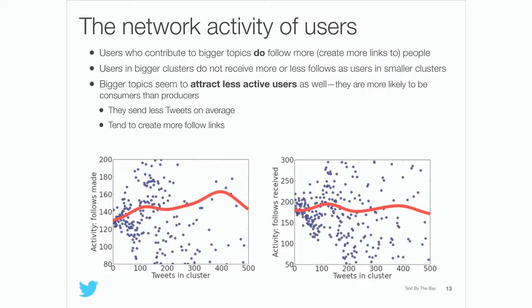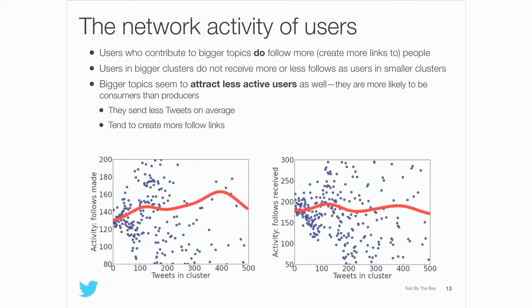Now, when we look at the network activity of the users, in terms of how many follow links they created, we see the opposite. As we go to more important topics, the people contributing to a more popular topic will create more follows. That was counterintuitive to us at first, and that's why I'm showing this: they are less active in terms of tweets, but they are creating more links.